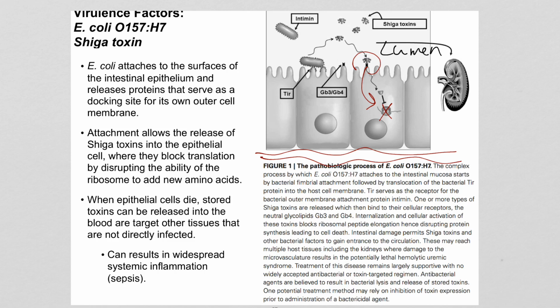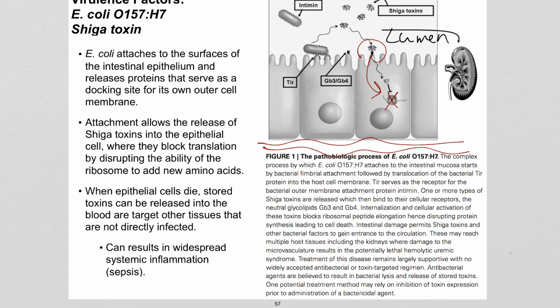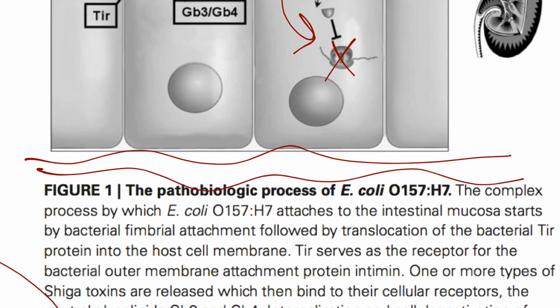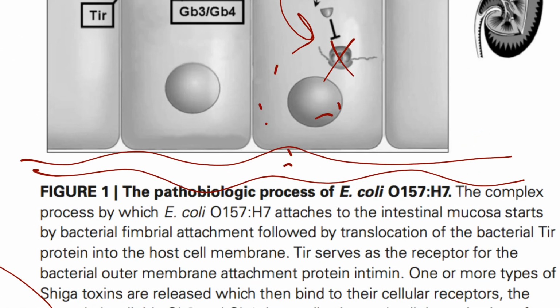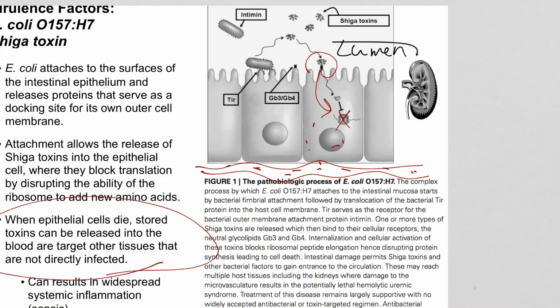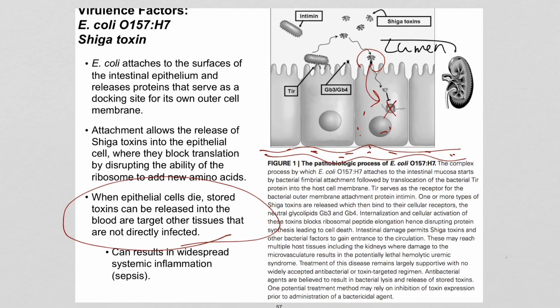If enough of those epithelial cells start dying, then the problem is the shigatoxin that was built up inside them, when these cells rupture, will start leaking out into the underlying blood supply and start affecting other distant locations inside the host. At that point, it becomes a systemic infection and inflammation in the blood, which you would call sepsis.